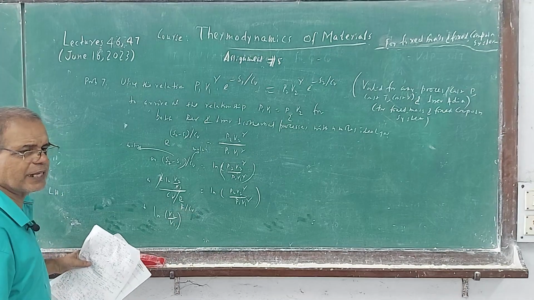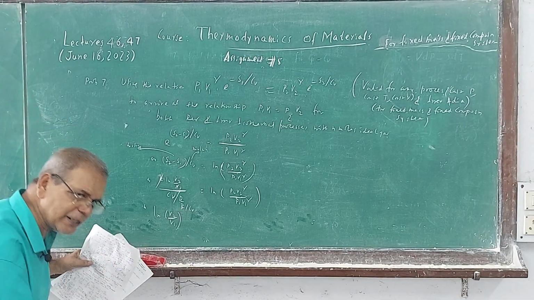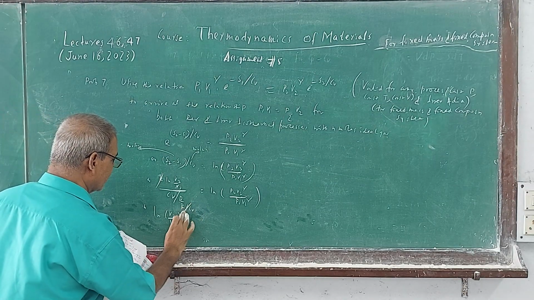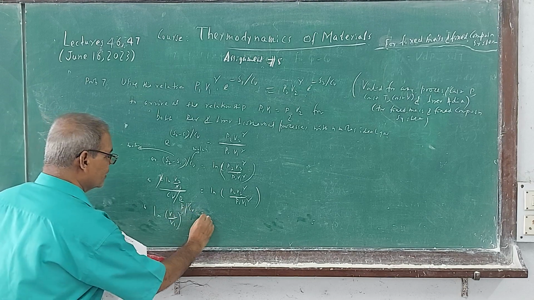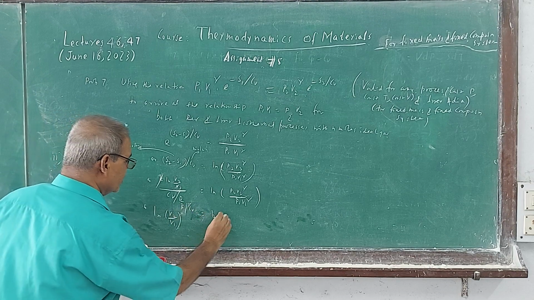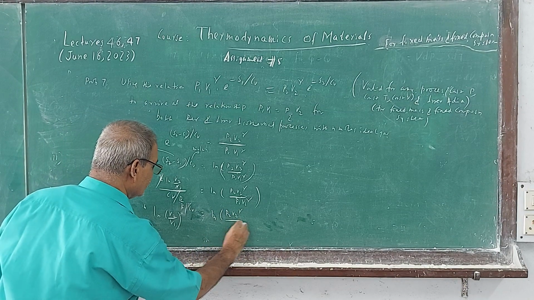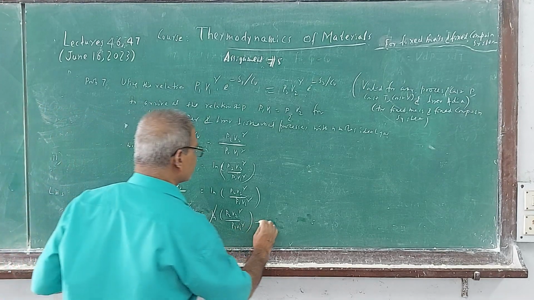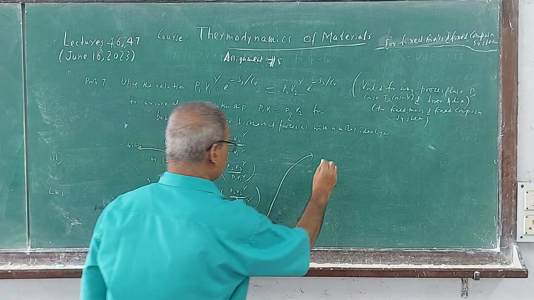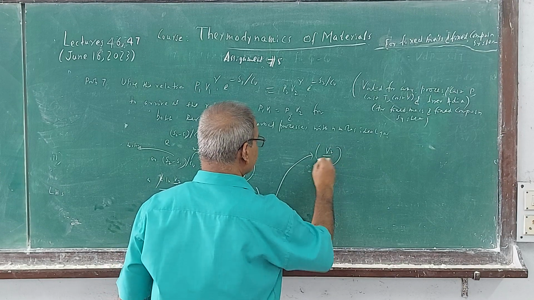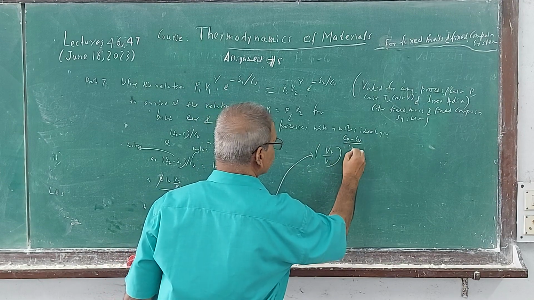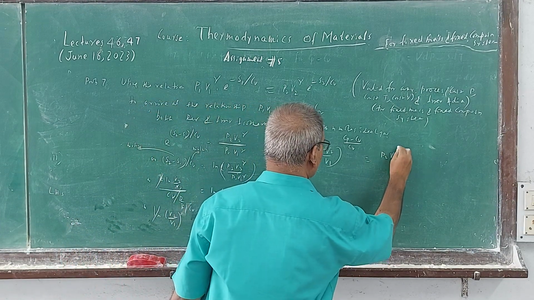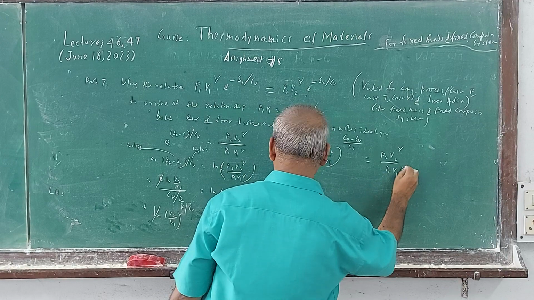What is R by CV? Tell me. CP minus CV by CV is gamma minus 1. So write another line: ln P2 V2 to the power gamma by P1 V1 to the power gamma. You can cancel the ln. Now V2 by V1 to the power R by CV, which is gamma minus 1, equals P2 V2 to the power gamma by P1 V1 to the power gamma.